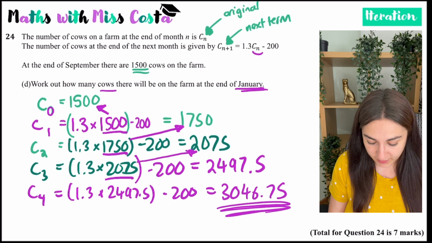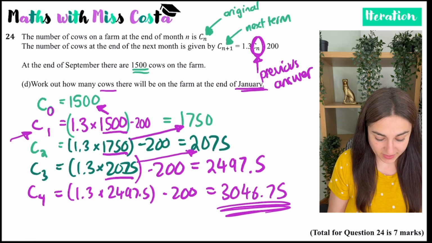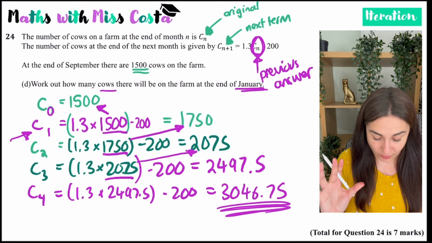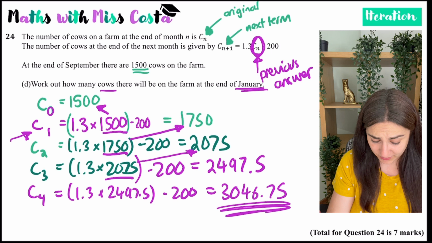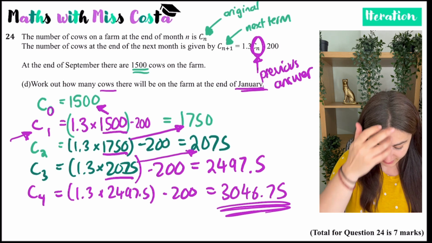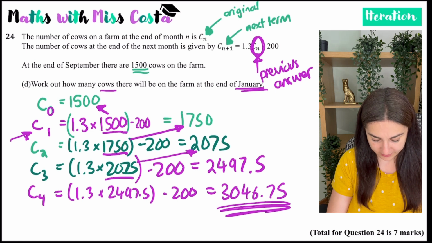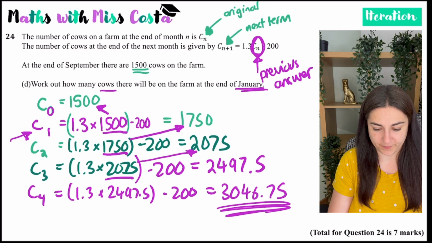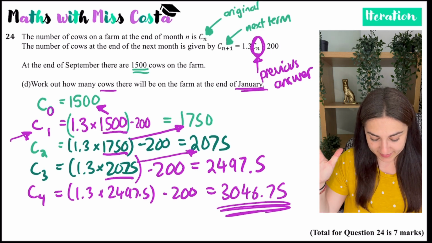You're substituting the previous term, the previous answer, to get the next one. So either think about it as the original and then this is the next term, or think about it as to work out this term, I need to substitute the previous answer in. And that's literally what you do in order to do iteration. And I'm just going to double check because I was using the calculator. 1.3 times 2497.5, take 200 equals that. Okay, yeah, okay. So hopefully that's all right. Hopefully that makes sense.